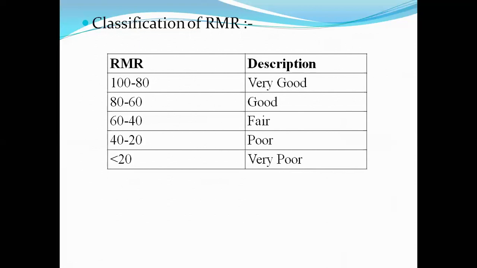If the RMR value lies between 100 to 80, then it is very good. Next, 80 to 60, it is good. Next, 60 to 40, it is fair. Next, 40 to 20, it is poor. And less than 20, the rock mass classification is of the very poor category. That's how the different categories have been laid out.